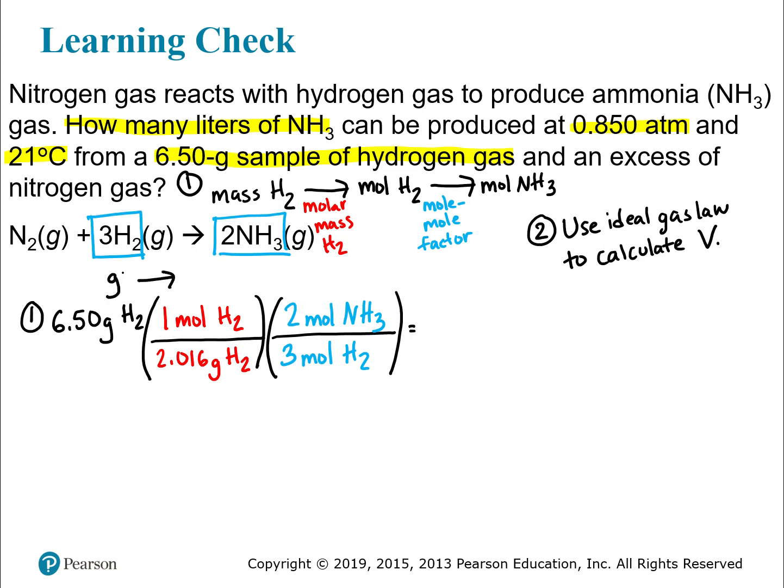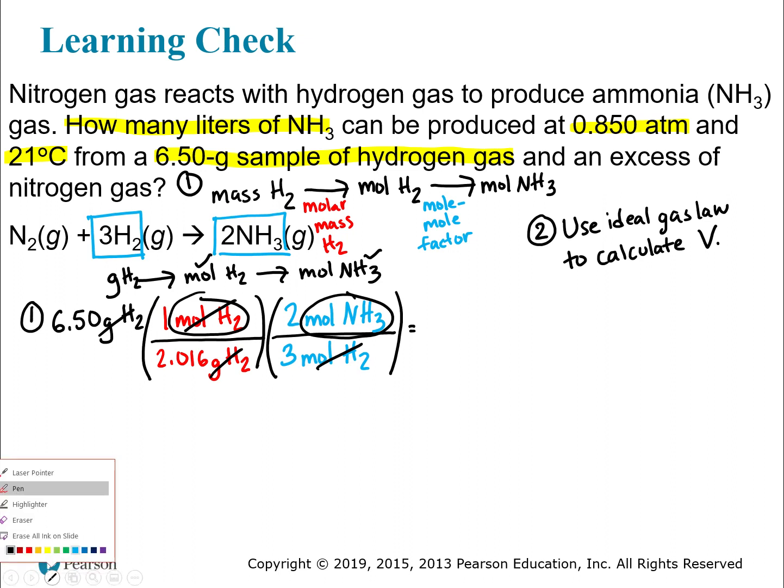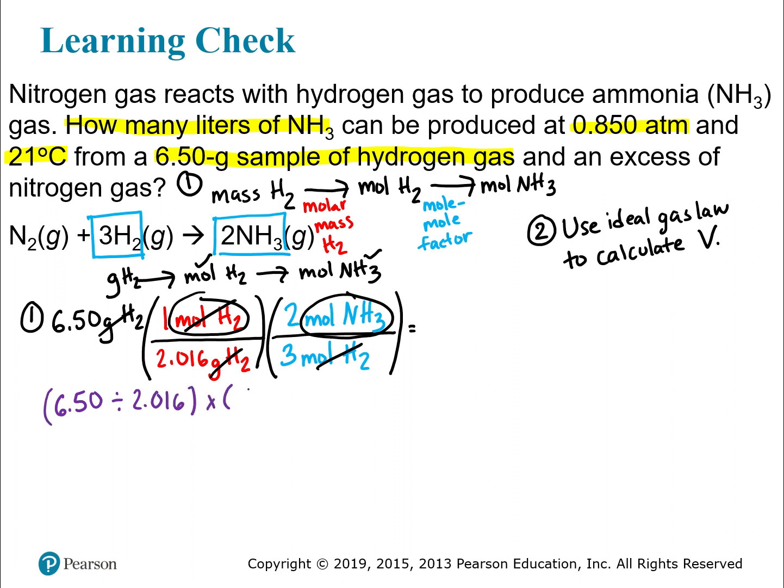The goal is to go from grams of hydrogen gas to moles of hydrogen gas to moles of ammonia. We get to moles of hydrogen gas, moles of ammonia. Then you do the math. 6.50 divided by 2.016, and then you multiply that by 2/3. You should get 2.15 moles. But remember, that's moles of ammonia.